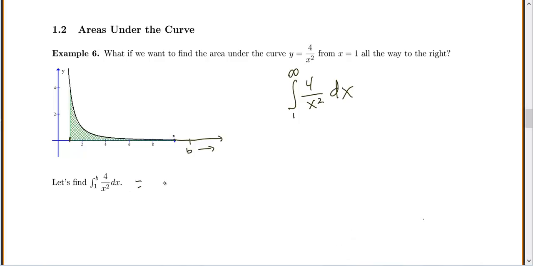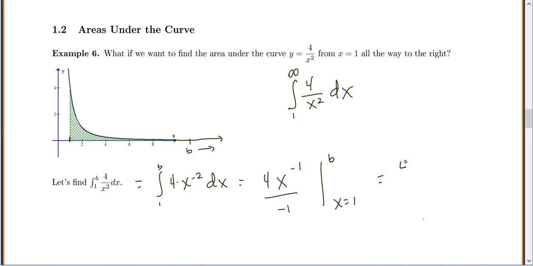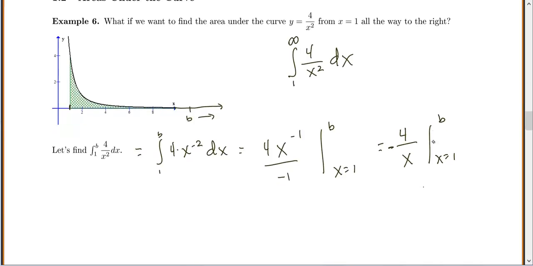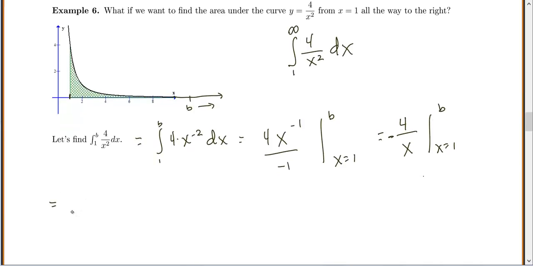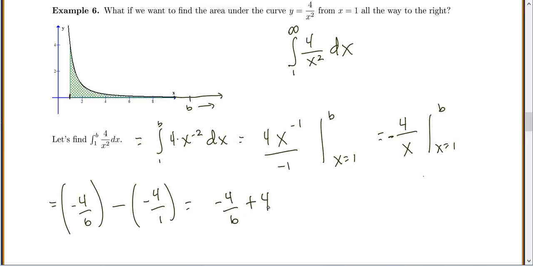So the integral of 4 over x squared, that's really the integral from 1 to b of 4 times x to the negative 2. Okay, so with that in mind, this is going to be 4 times x, if you raise it by 1, it's going to be negative 1 over negative 1, evaluated from x equals 1 to b. Or this is negative 4 over x, evaluated from x equals 1 to b. So if we plug in the top limit first, this will be negative 4 over b minus negative 4 over 1, or negative 4 over b plus 4.